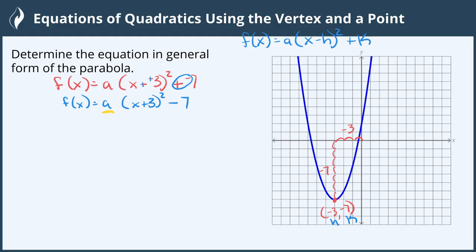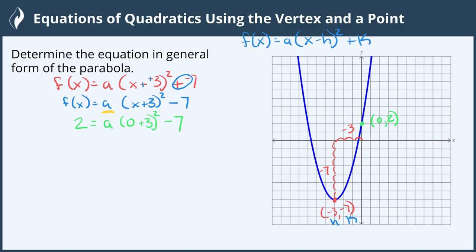Looking at our graph, we have another point right here, which is the y-intercept. And that's convenient because we know that this is 0 and it's up to 2, so the point (0, 2). Now that we have another x and y, we can substitute those into our equation and solve for a. So we'll put 2 in for y equals a times (x is 0 plus 3) quantity squared minus 7.